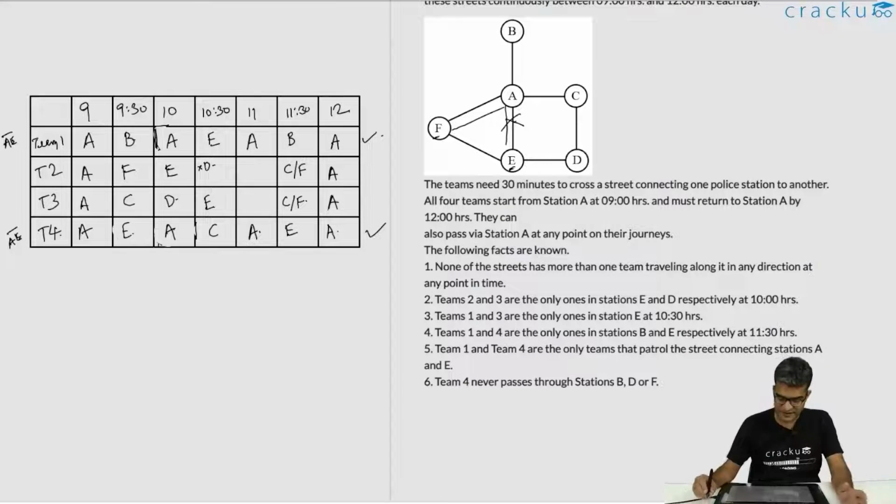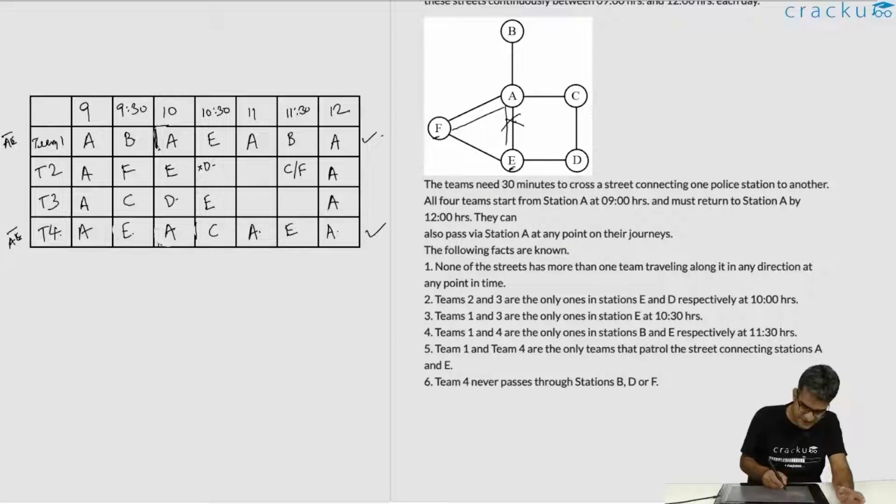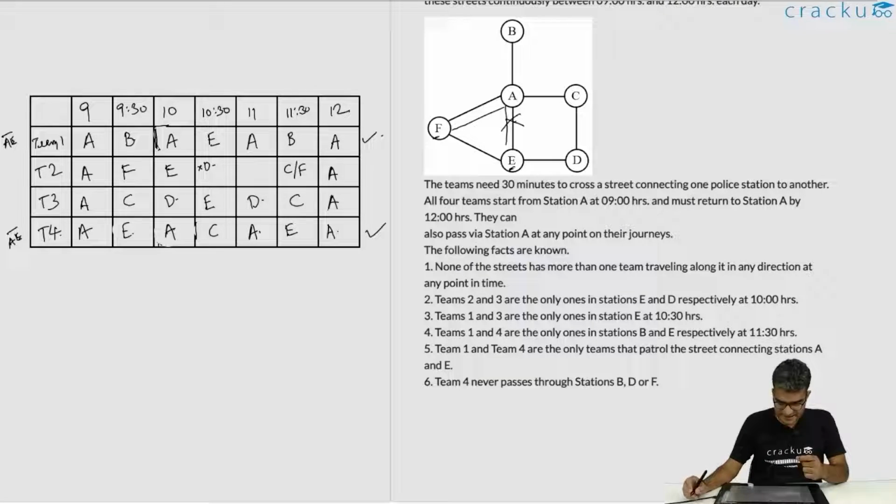So this would imply that this has to definitely be C and this has to be D. And if team 3 is at C at 11:30 a.m. and it is going from C to A between 11:30 and 12, this has to definitely be F.